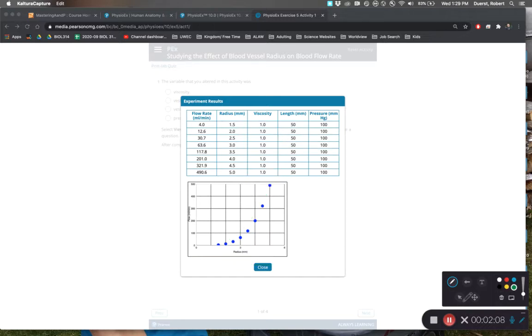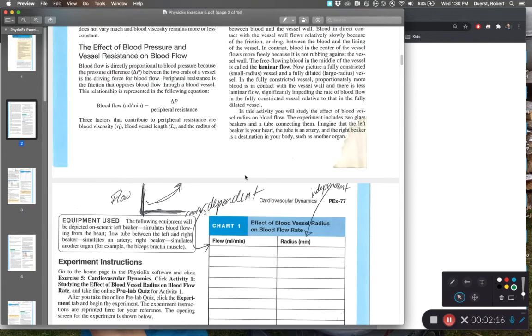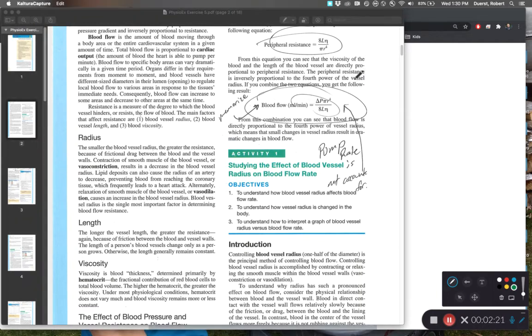And this positive exponential curve is exactly what we would have expected if we were looking at an equation that had a positive exponential in the numerator, like this one right here, relating the rate of blood flow and the radius of the blood vessel. So the rate of blood flow is equal to a whole bunch of stuff here. For activity number 1, we're going to focus on radius, and radius is to the 4th power and in the numerator, so we should see a positive exponential on that graph.